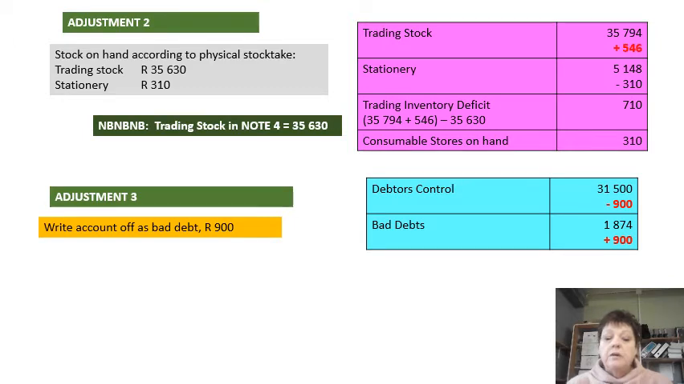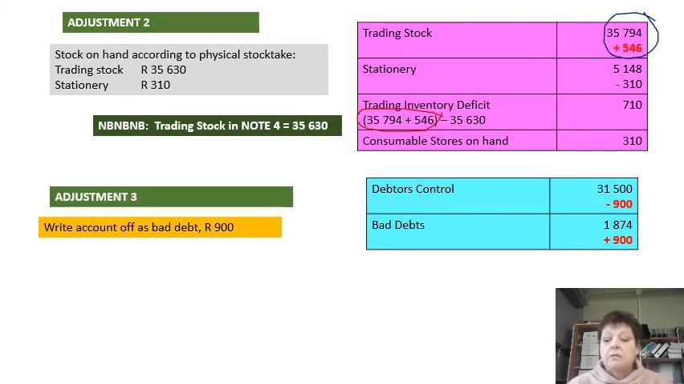Adjustment 2, stock on hand according to the physical stock take. So you need to calculate trading inventory deficit. Important to remember that there was already an adjustment concerning trading stock. So take that adjustment into consideration when you calculate the trading stock deficit. And then consumable stores on hand. Stationery will be decreased with that, and then you have a new account called consumable stores on hand.